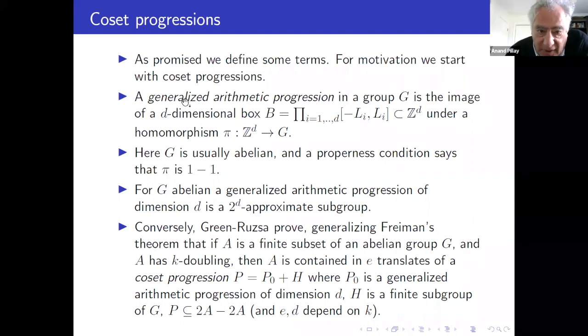Okay, so, a generalized arithmetic progression in a group G. What I'm taking here is a little bit, I'm not sure this is totally correct, but I'm taking it from a survey paper of Emmanuel Breuillard.